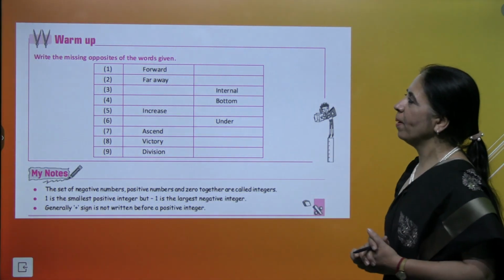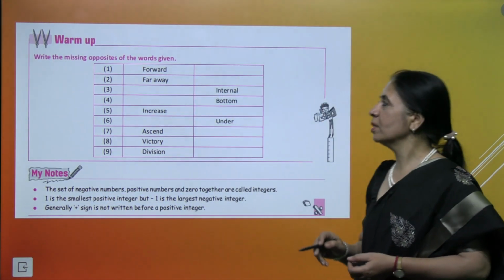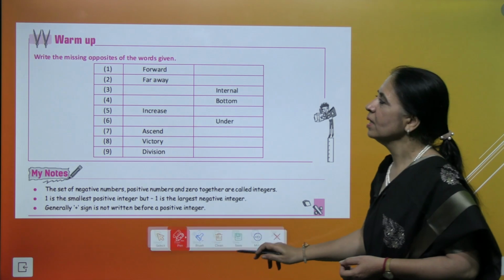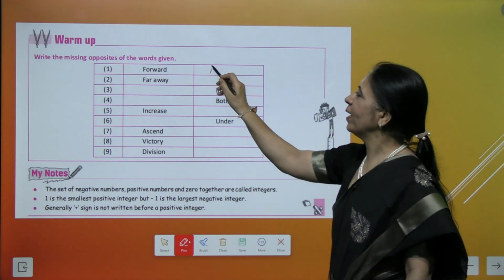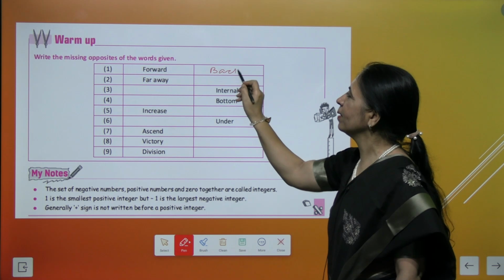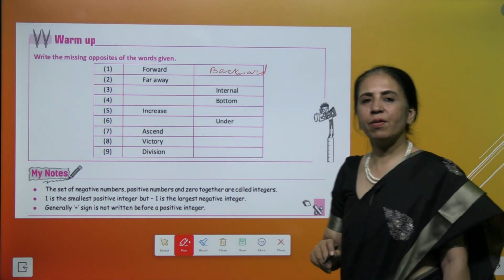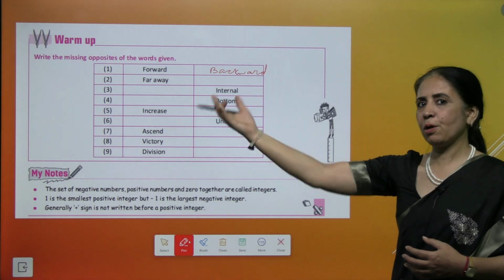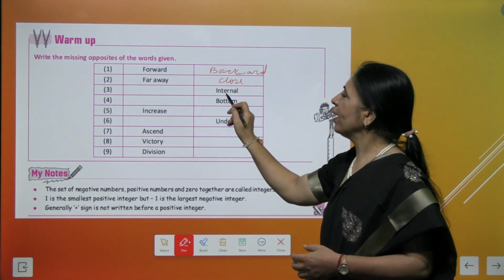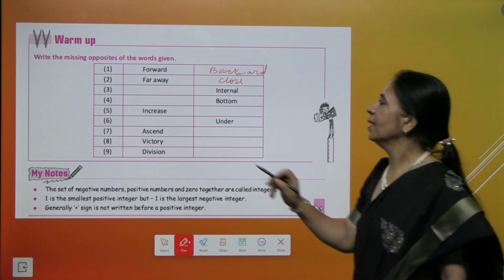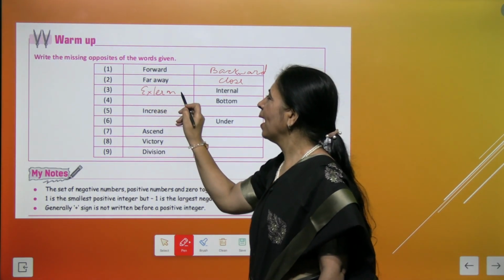Here we have a warm-up. You are going to write the reverse words for these given words. So forward का reverse क्या होता है? Backward. Very good. Let's write backward. And we have far away. Anything which is far, इसका opposite क्या होगा? Close. Now we'll write opposite of internal. That is external. Good going.